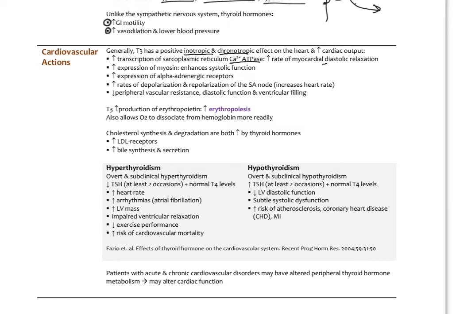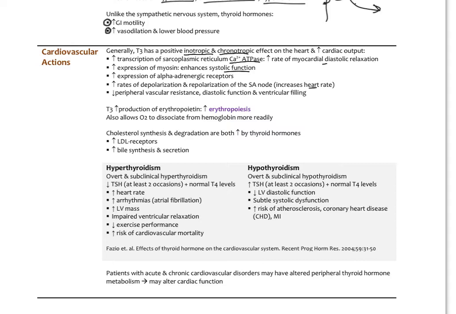It's going to increase the expression of myosin, so that's going to enhance the systolic function on contractility. It's going to increase the expression of the alpha adrenergic receptors, increase the rates of depolarization and repolarization of the SA node, so that's going to increase the heart rate. And then it's going to decrease peripheral vascular resistance, diastolic function, and ventricular filling. So it's basically going to keep more blood in the periphery and sort of take the load off the heart. So we'll see that in heart failure, interestingly, and hypothyroidism, that's one of the potential outcomes, is heart failure.